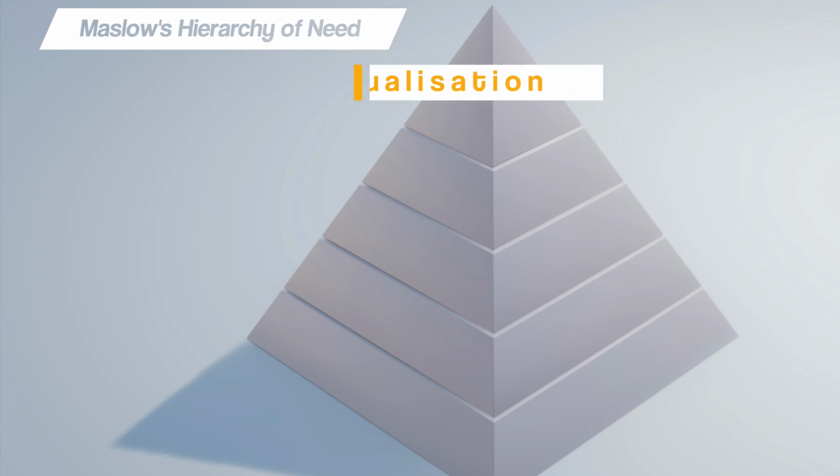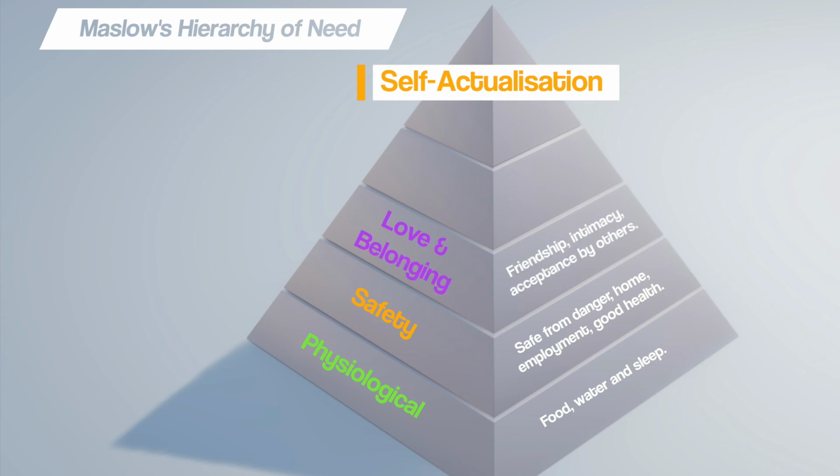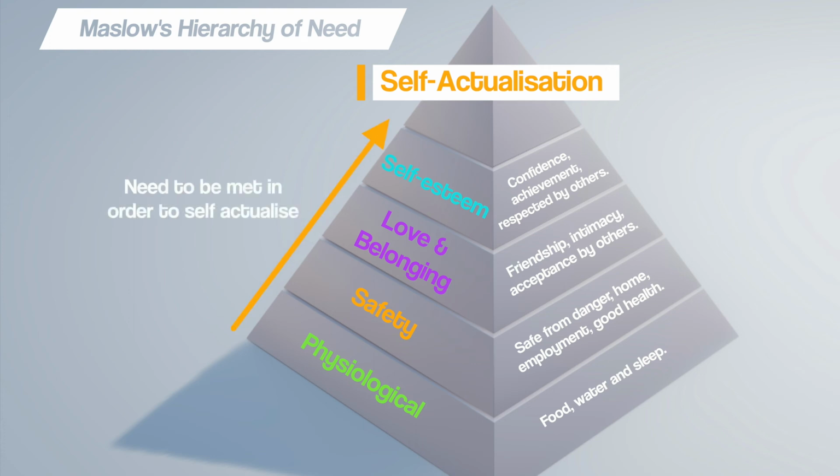Before you can self-actualize, however, Maslow's hierarchy of needs proposed that there were other lower needs that needed to be met. First, there are physiological needs such as food, water, and sleep. Then, safety needs, which refers to being safe and out of danger, having a home, employment in a job, and being in good health. Then there is love and belonging needs, which refer to our need for friendship, intimacy, and acceptance by other people. Then self-esteem needs, which refer to our confidence, our achievement, and being respected by other people. For Maslow, these lower needs must be met before an individual can attempt to satisfy their self-actualization needs. These he termed deficiency needs.